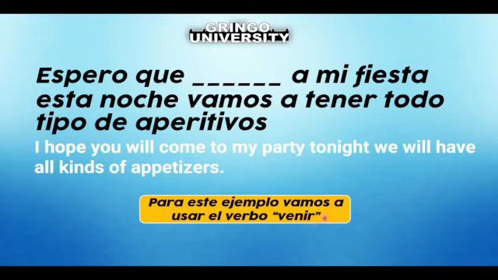Espero que, blank, a mi fiesta esta noche. Vamos a tener todo tipo de aperitivos. Espero que tú vengas. The verb venir in Spanish is irregular in the subjunctive form. So this is the conjugation of the verb venir in the subjunctive form, to come. Espero que tú vengas. I don't have to put the tú because I don't want to emphasize. I'm just saying it so you understand the conjugation of the verb venir. Yo espero que tú vengas a mi fiesta esta noche. Vamos a tener todo tipo de aperitivos.